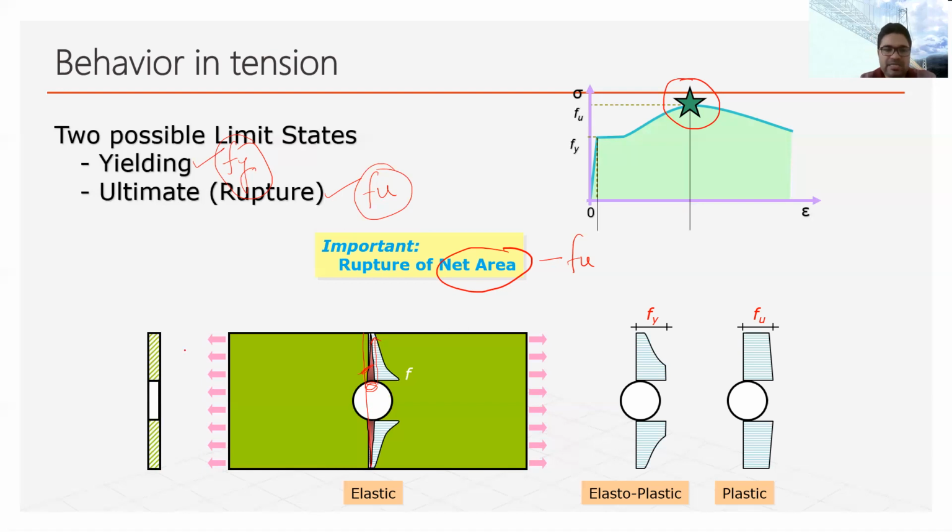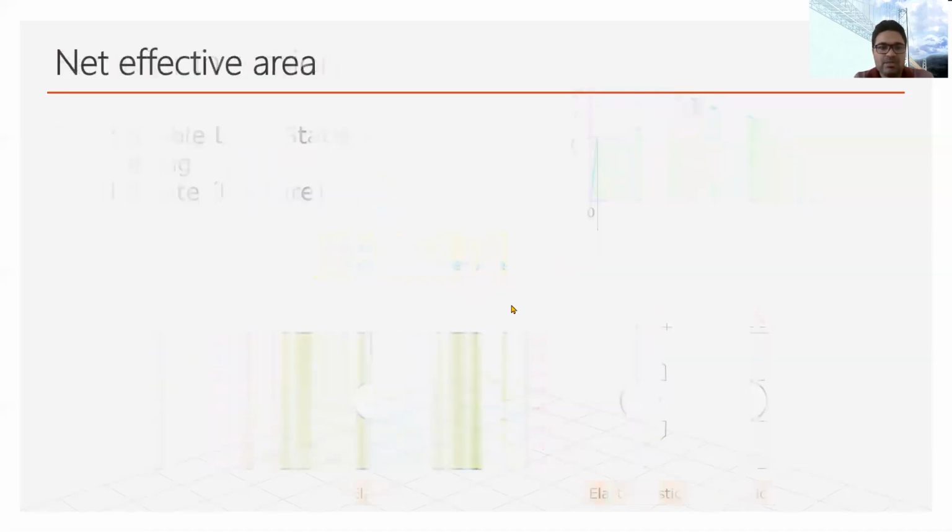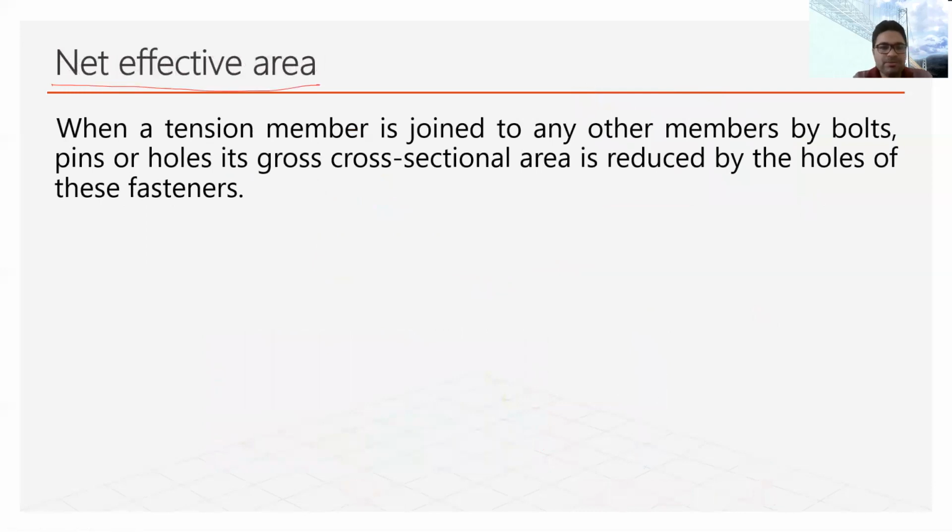So we can easily calculate that this area will be the net area. And how do we find this area? By deducting this much part. So that will be called the net effective area or net sectional area. So that is the theory about it.